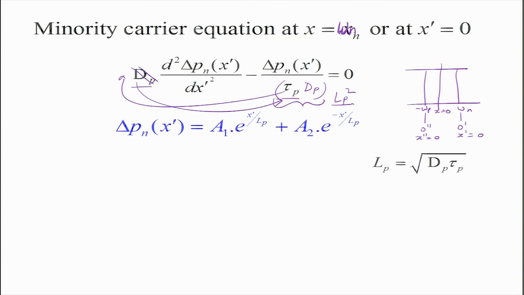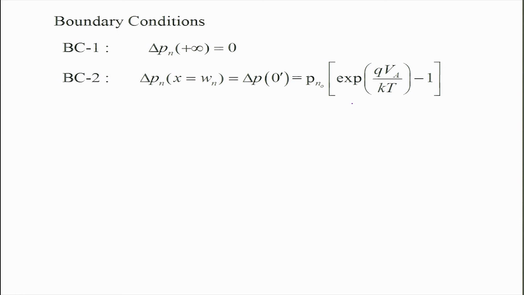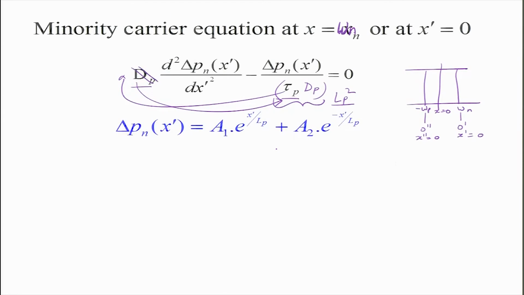By applying boundary conditions. Similarly, you do the same analysis for the other boundary. What are the boundary conditions? The first boundary condition is delta Pn at infinity is equal to 0. The second boundary condition is delta Pn at x equal to Wn, that is at 0 prime, is equal to delta Pn naught exponential of qVa by kT minus 1. This we have established earlier. Similarly, from this we can get a1 is equal to 0 and a2 is equal to minus delta Pn at Wn.